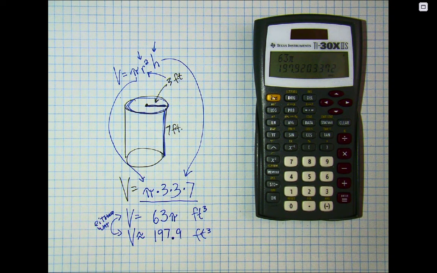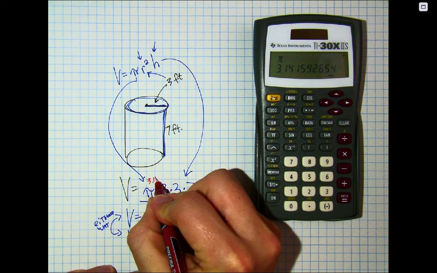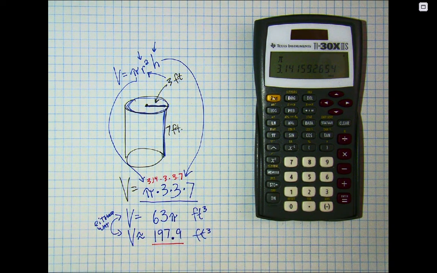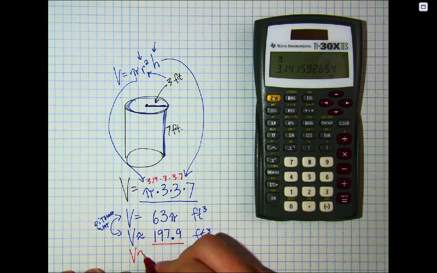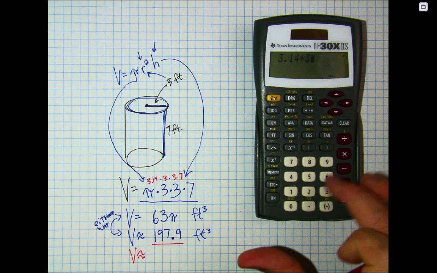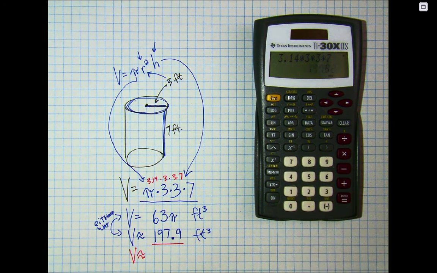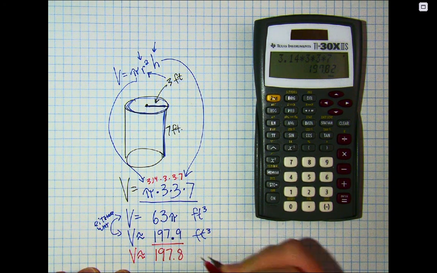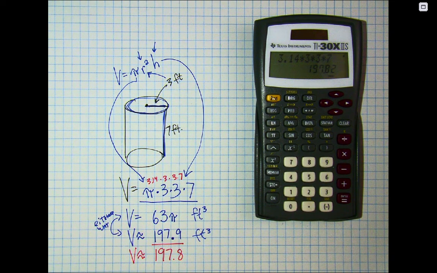Some of you know what pi is. Pi is about 3.14. So what if, on this problem, I had done 3.14 times 3 times 3 times 7? Would I have come out to exactly that? Let's find out. 3.14 times 3 times 3 times 7 is, this time, 197.8. Uh-oh, there's a little bit of a difference there.